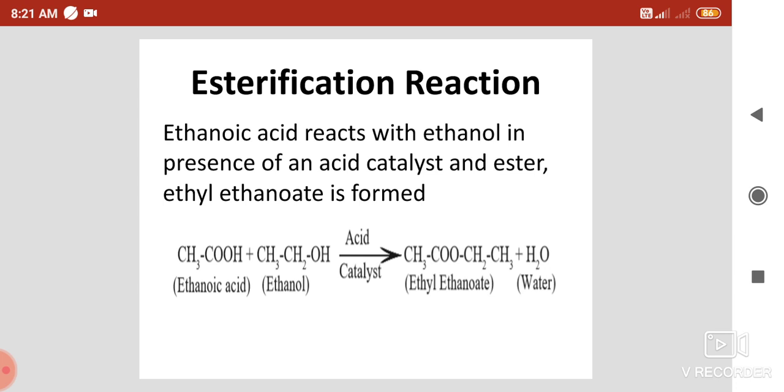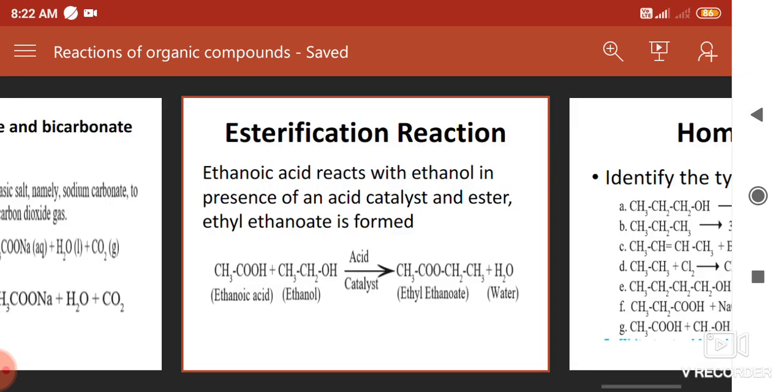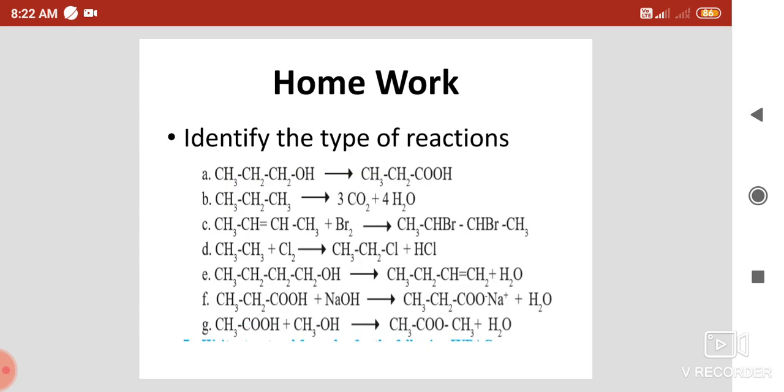So after studying all these types of reactions, now students, you can see the textbook. In the textbook, question number 6 is for homework. There you have to identify the type of reaction of the carbon compounds. Just identify whether it is a combustion reaction, oxidation reaction, substitution reaction, or esterification reaction, whatever it may be. Go through each reaction and find the type of reactions of carbon compounds.